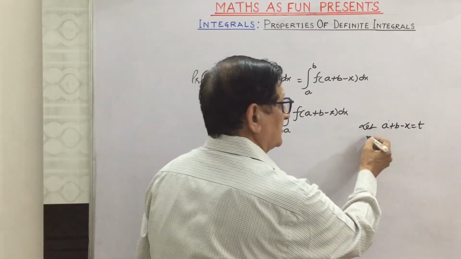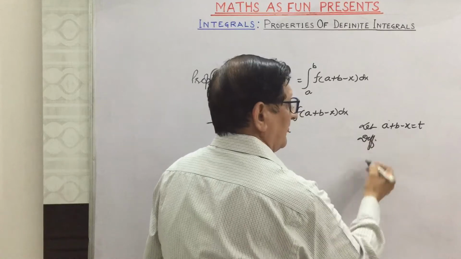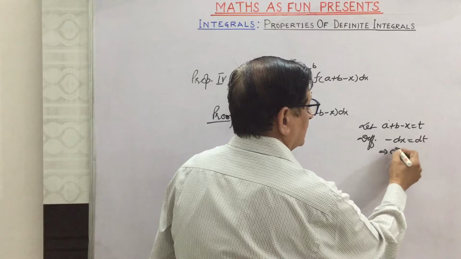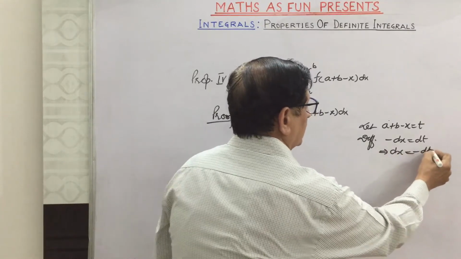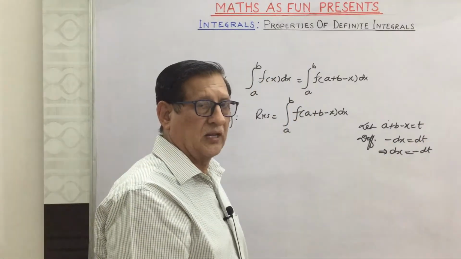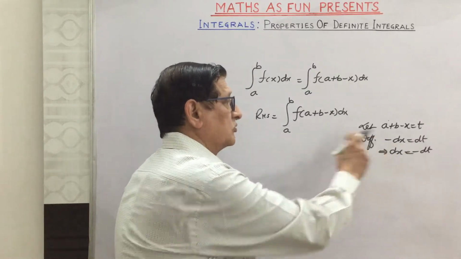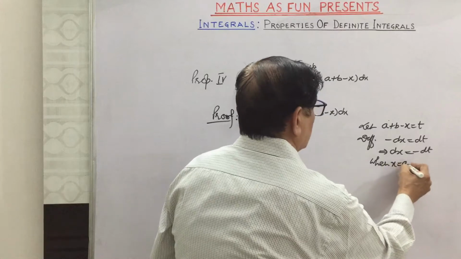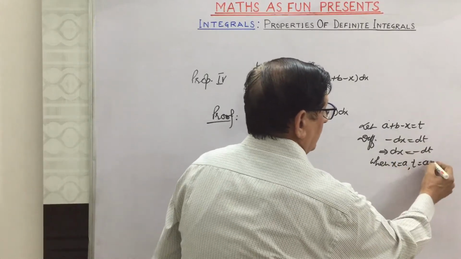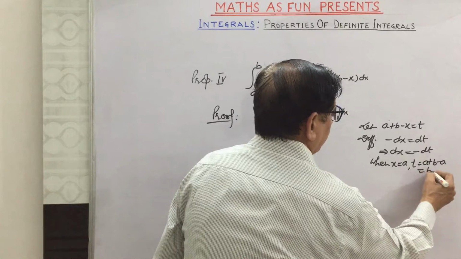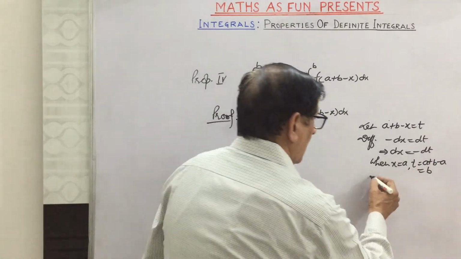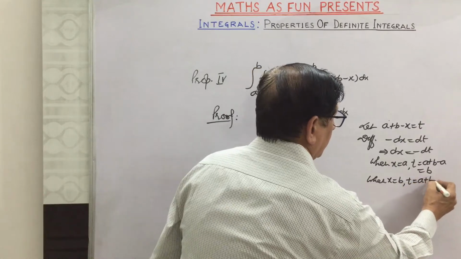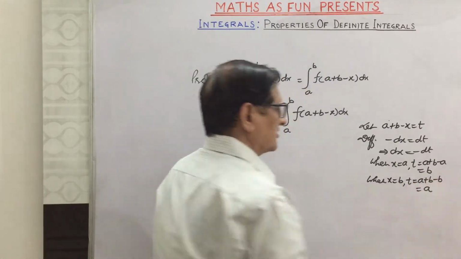When we differentiate this, we will be getting minus dx is equal to dt, or we can say dx is equal to minus dt. We have to change the limit also according to t. So we know when x is equal to a, t will be equal to a plus b minus a, that is b. When x is equal to b, t will be equal to a plus b minus b, which is equal to a.